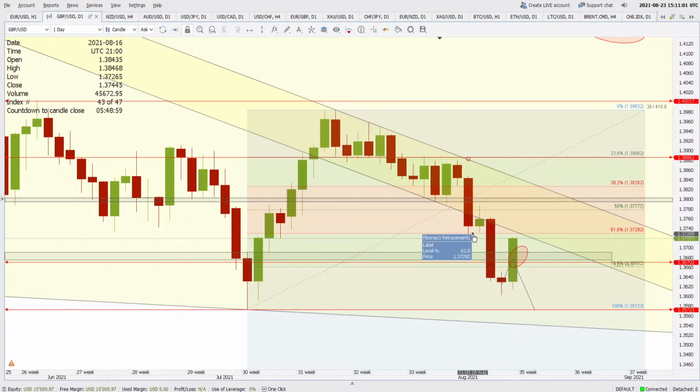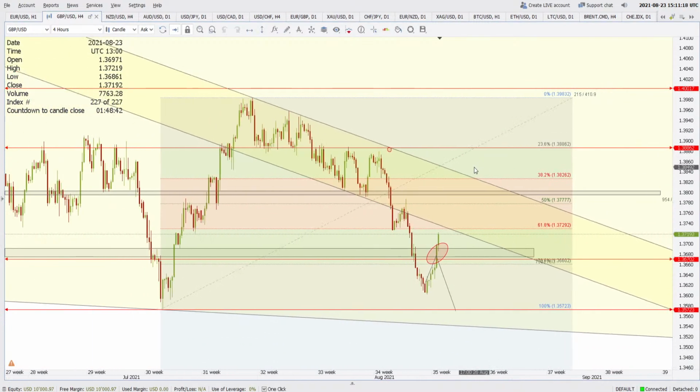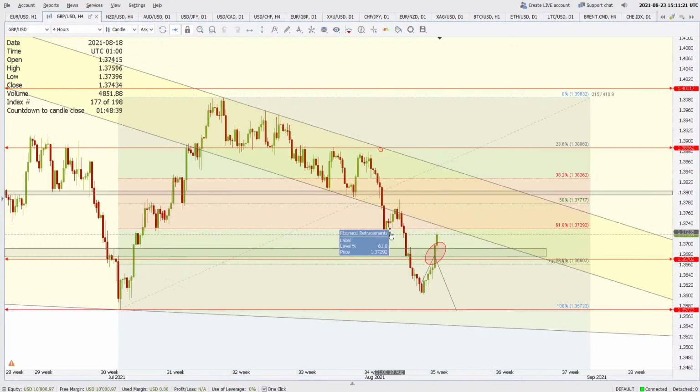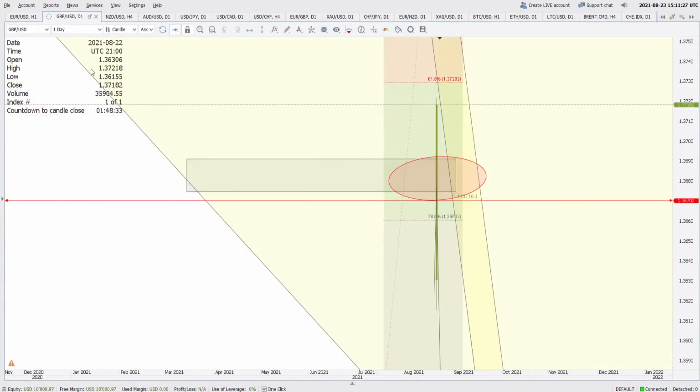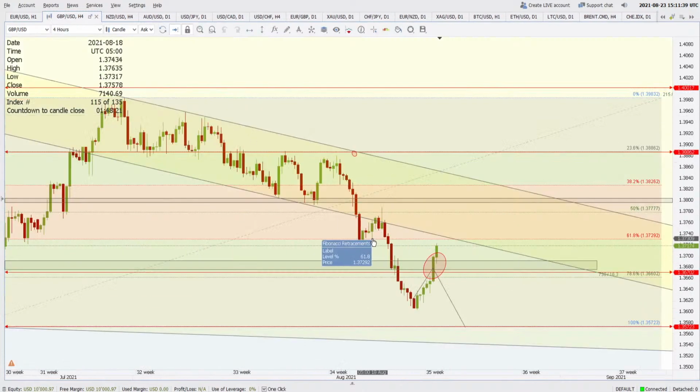On the contrary, the previous two lows were around 1.3726 and 1.3731. So these two levels may be of some resistance to the price. Why? Because on 4 hour you will see these two, 1.3731 and 1.3726, this one and this one.